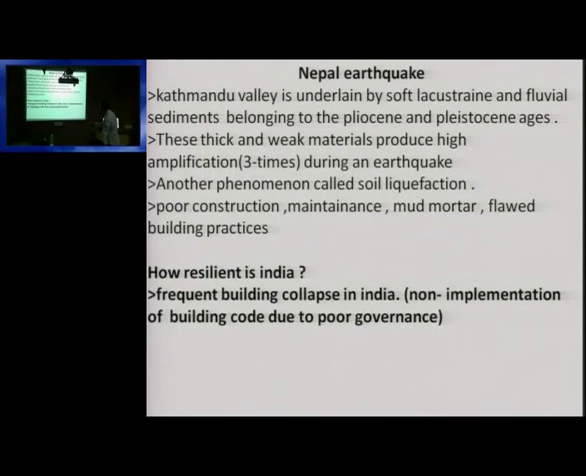This I'll discuss later. And that is one of the main reasons why there was a lot of loss in life and property in Kathmandu Valley specifically.